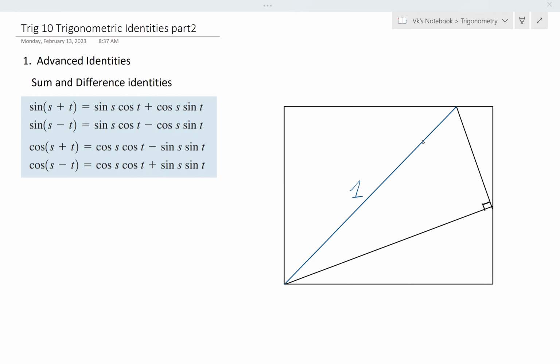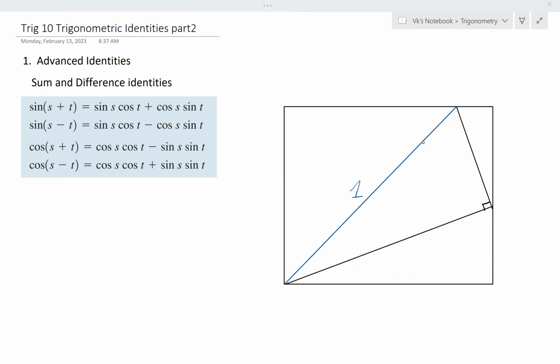Number 1, Advanced Identities. Sum and difference identities. Sine of s plus t is sine s cosine t plus cosine s sine t. Sine of s minus t is sine s cosine t minus cosine s sine t. Cosine of s plus t is cosine s cosine t minus sine s sine t, and cosine of s minus t is cosine s cosine t plus sine s sine t.